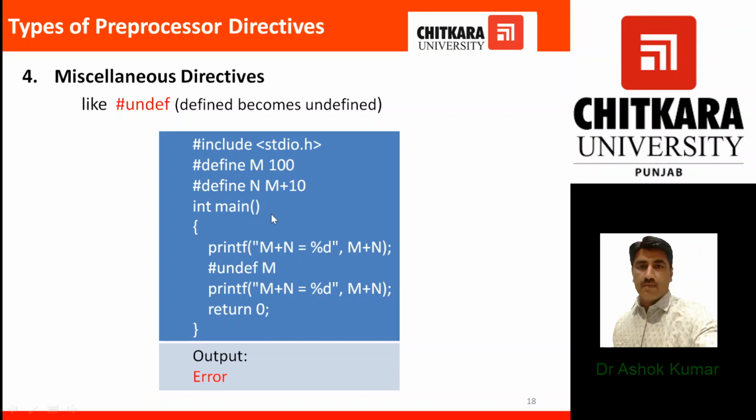And if I write a line in between this undef and the printf statement over here, hash define m 200, then it will work, because first you are undefining m, and then you are assigning a new value. So if I use one more line in between undef and n and want to assign a different value to m, then it will work fine.